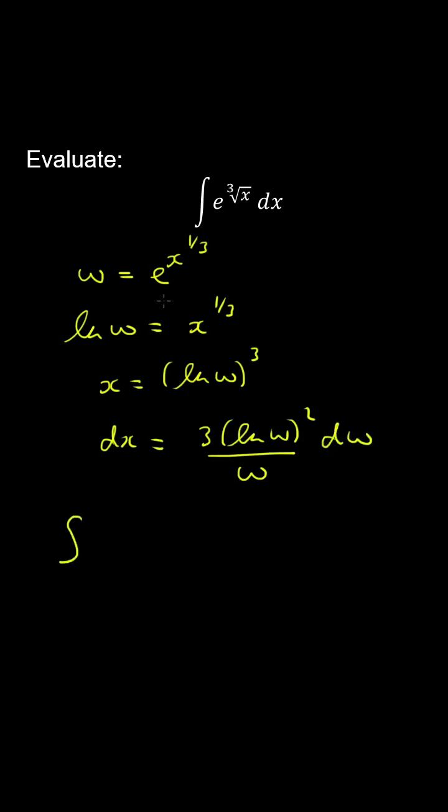And now we can substitute for e to the power of x to the third, so that's w, and dx is 3 on w by the natural log of w squared. And this cancels, and now you can use integration by parts, and we've evaluated the integral of the natural log previously, which you can use here, and then after you evaluate the integral you can sub back for w and get your answer in terms of x, and post your answer in the comments.